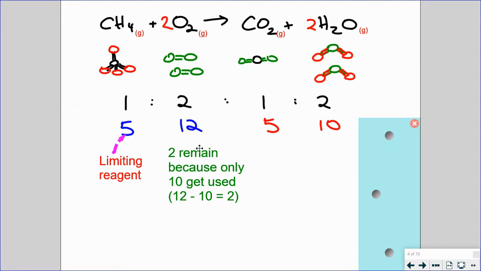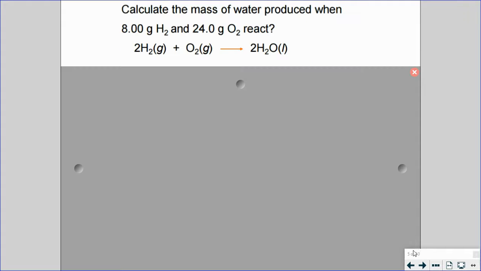So instead of working in terms of molecules, we will be working in terms of moles using this exact same concept. So let's use this example to help us learn the steps for figuring out a limiting reagent question. You're given 8 grams of hydrogen gas and 24 grams of oxygen gas. The question is, how much water will be produced? This is a limiting reagent question because you have the masses of both reactants, meaning one of these two reactants will be used up first.